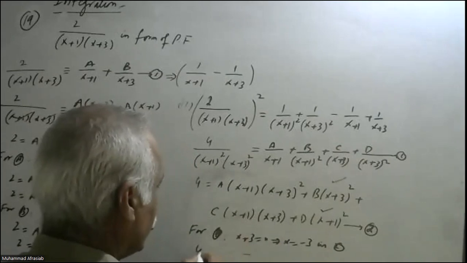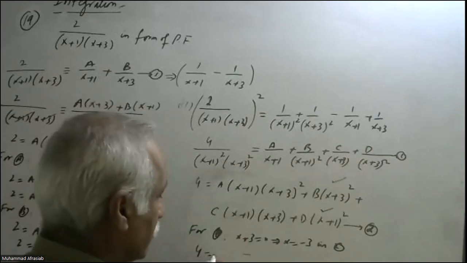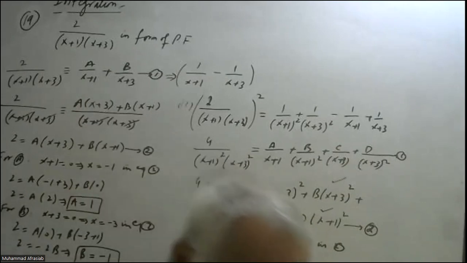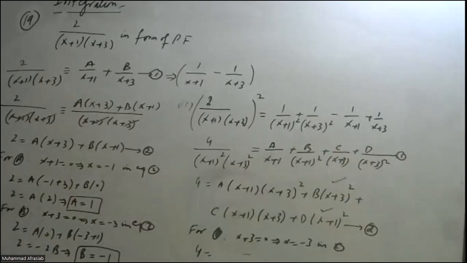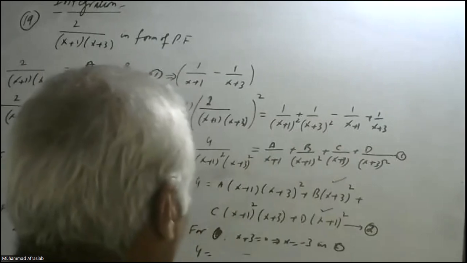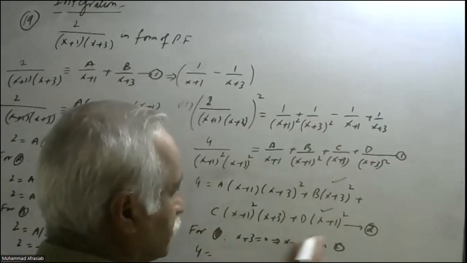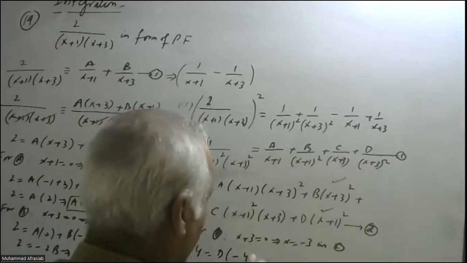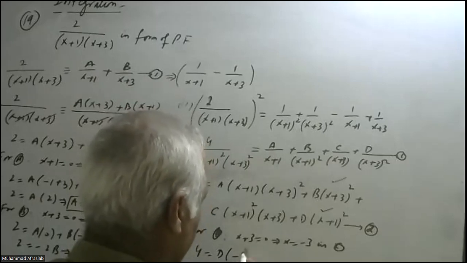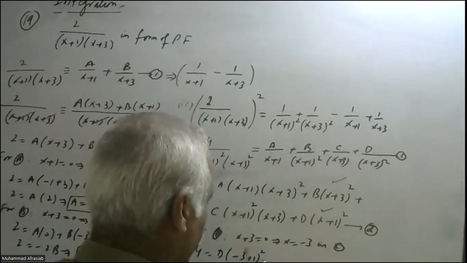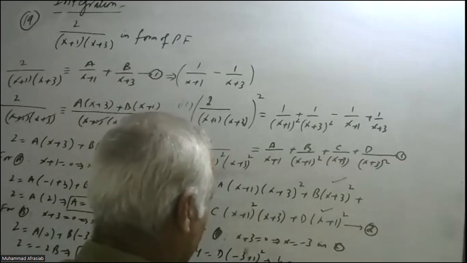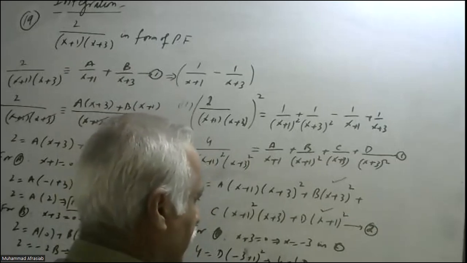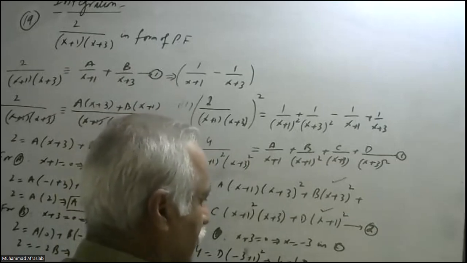So that thing is equal to 4 is equal to d into (minus 3 plus 1) whole square. This implies that 4 is equal to d into minus 2 square, which is 4. So d value is equal to 1.